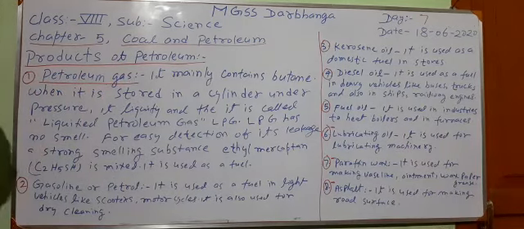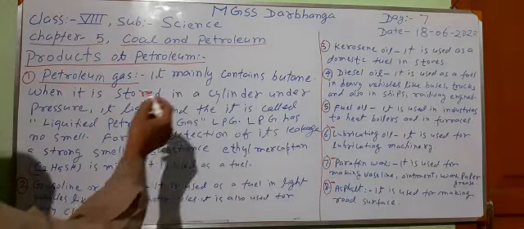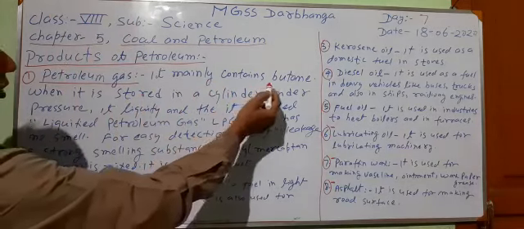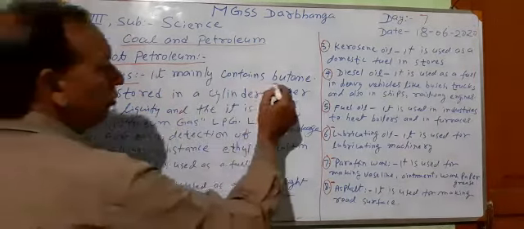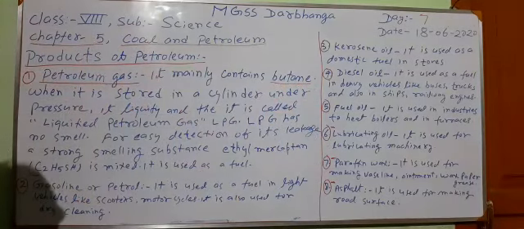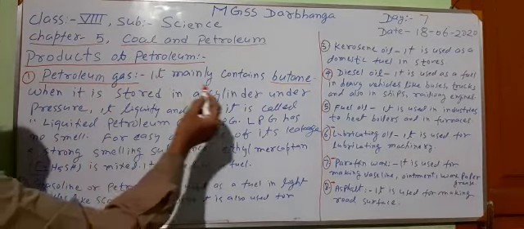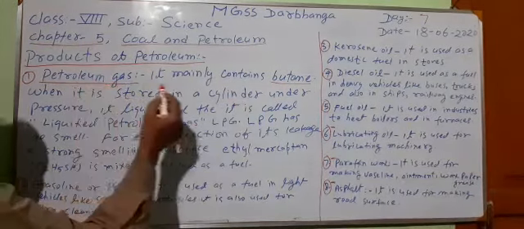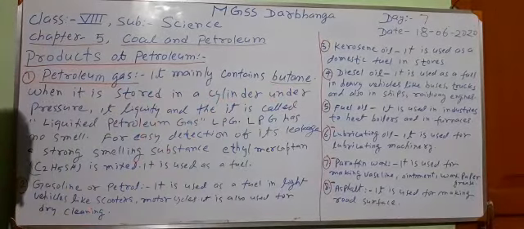This is obtained from the top of the fractionating column. Petroleum gas mainly contains butane. Methane, butane, propane, these are hydrocarbons. Butane is also one of them. We have to memorize which gas is mainly contained by the petroleum gas, that is butane.